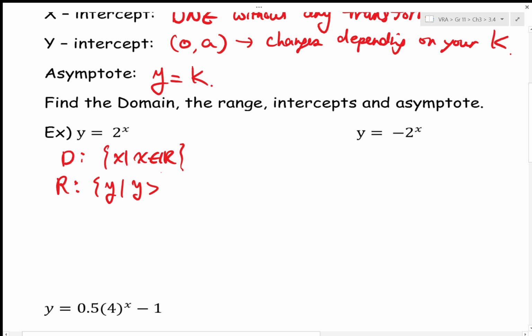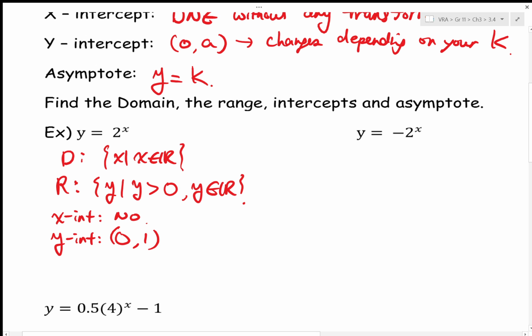There is no k value, meaning k is 0. And then y is an element of real number. Now we're okay. Now then the x-intercept, so x-intercept, no x-intercept. Now y-intercept is then 0, comma 1 as the y-intercept. And then for the equation of the asymptote, EOA, I will say, then it is y equals 0.